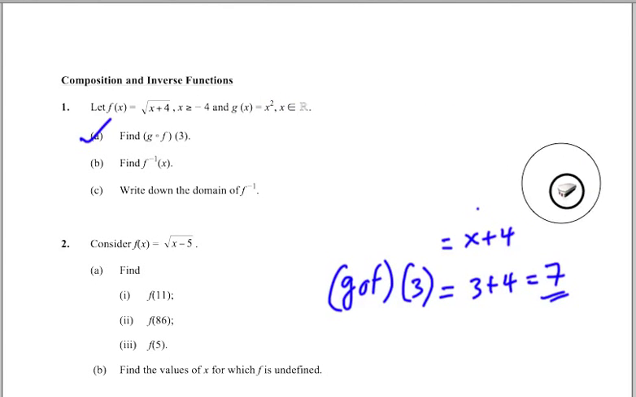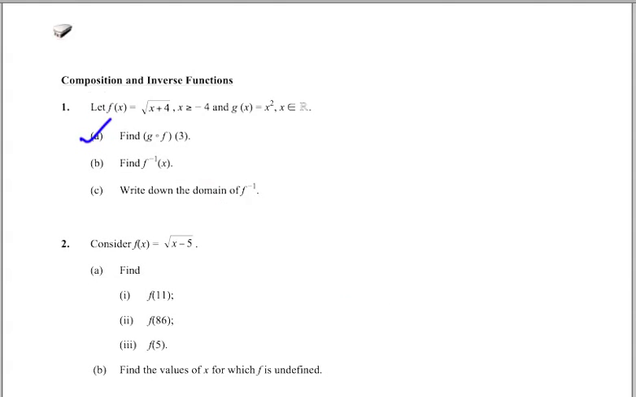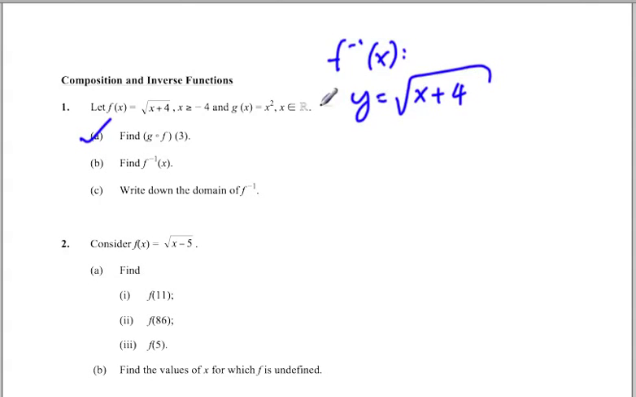Okay, so f inverse of x. We have to find that. In other words, this is f of x, so y is equal to the square root of x plus 4. To find f inverse, you have to switch x and y. So x equals the square root of y plus 4.